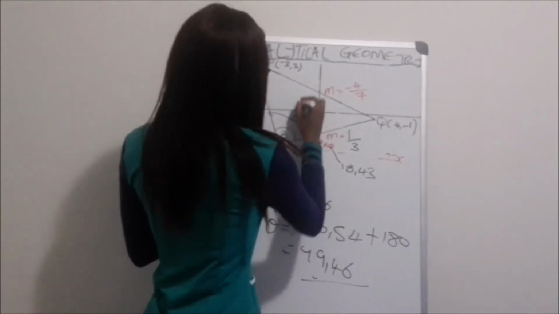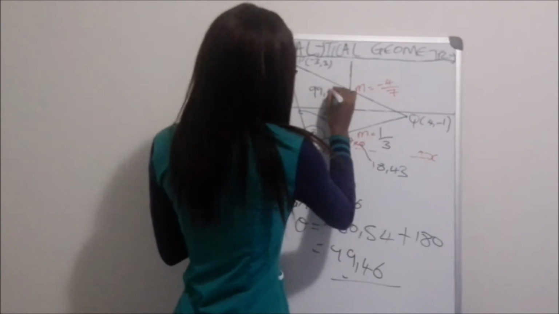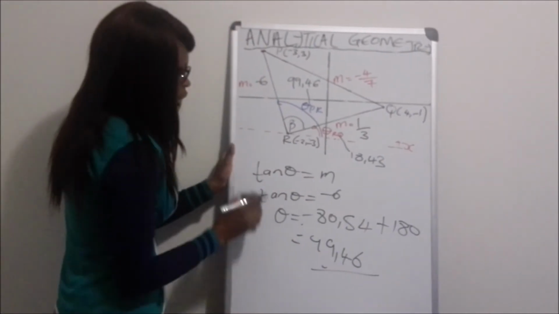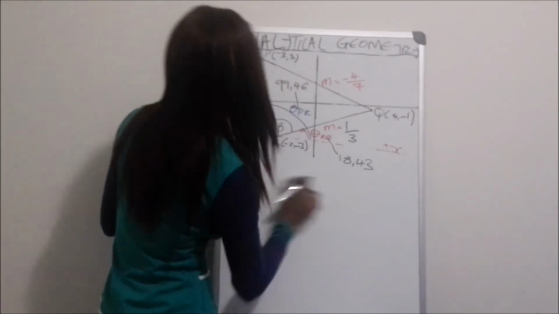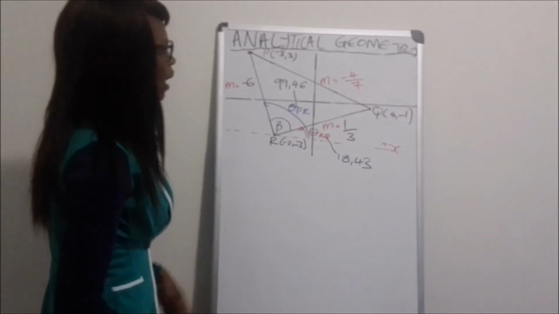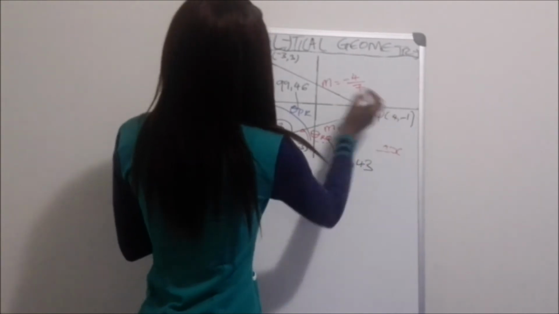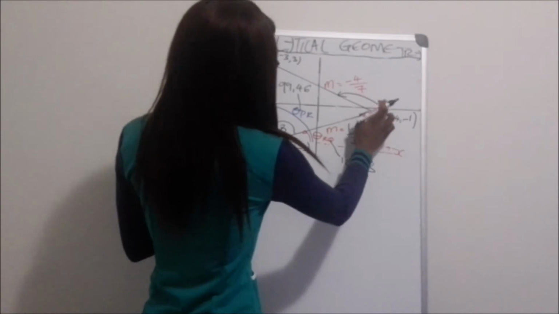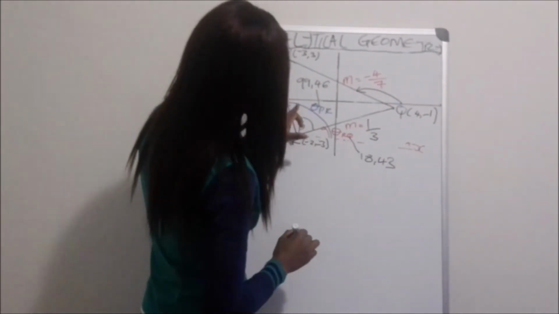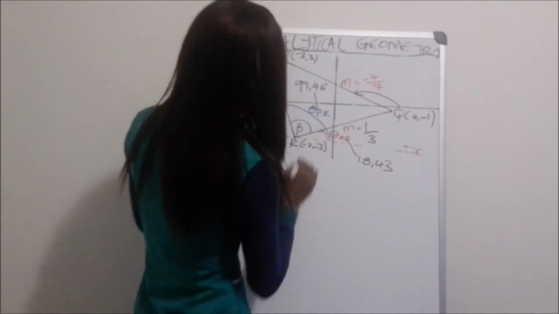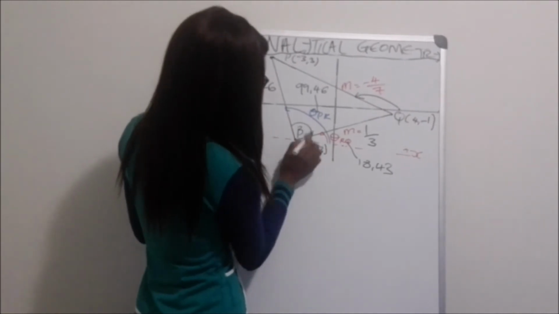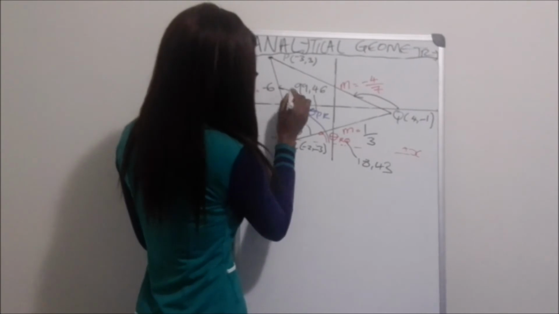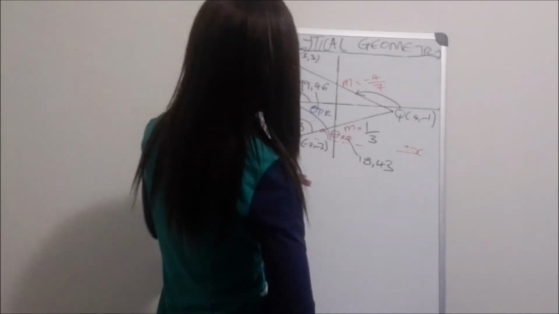So the angle here will be 99,46. That will be the angle of inclination. All right guys, now that I have that angle of inclination, to find the angle of inclination of PQ, this will be the angle of inclination, because this is the horizontal. Remember, the angle of inclination of this line, the angle of 99,46, is also the same as this one here. This angle here and that angle are still the same.